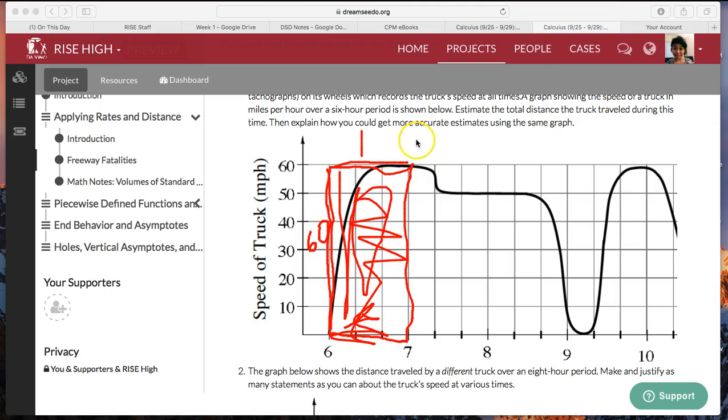And our distance we traveled, like we said here in our notes, is also the area of our rectangle. 60 miles per hour times 1 hour is 60 miles. 60 miles per hour traveled in 1 hour means we traveled 60 miles. Okay?